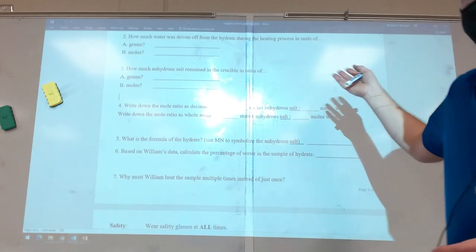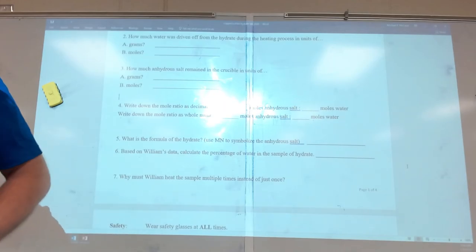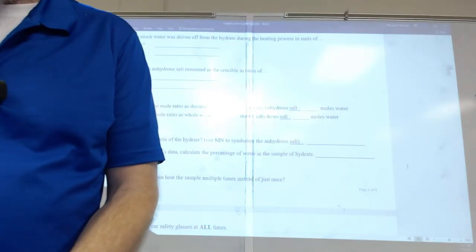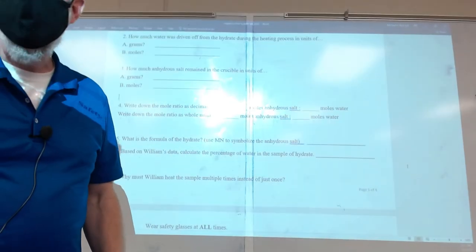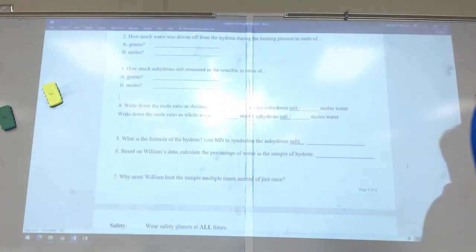Remember, in this particular case, 66% of that sample that he started with was water. And he has to heat it multiple times, and in fact, in our lab, we're going to heat it multiple times as well. Pardon me, I didn't need to take this call. So I want to make sure that it's heated multiple times. We're going to do the same thing. We're going to heat it multiple times, and we're going to stir it.